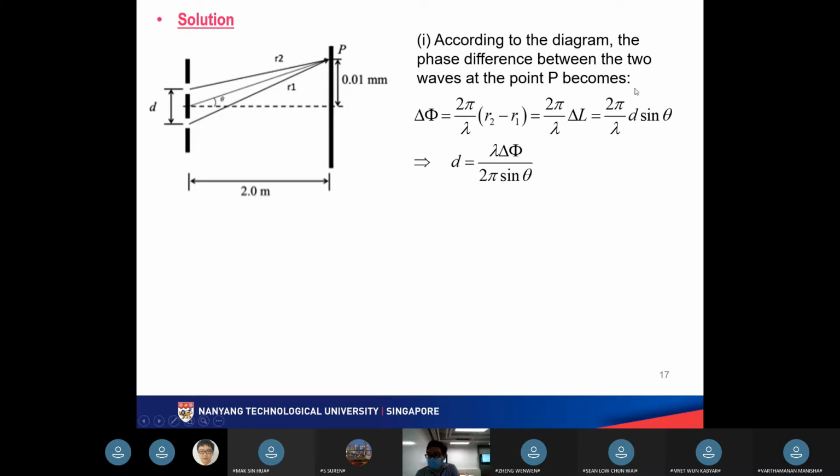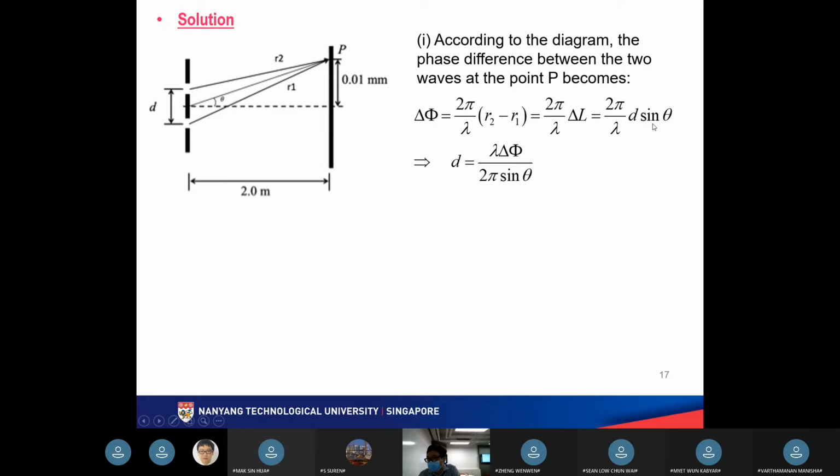So that R2 minus R1 is delta L. We learned last week that in Young's double slit, this R1 minus R2 is always equal to D times sine theta. Delta L equals D times sine theta. In the thin film experiment, delta L equals either 2nt or 2nt plus half lambda. But for Young's double slit, delta L is just equal to D times sine theta.